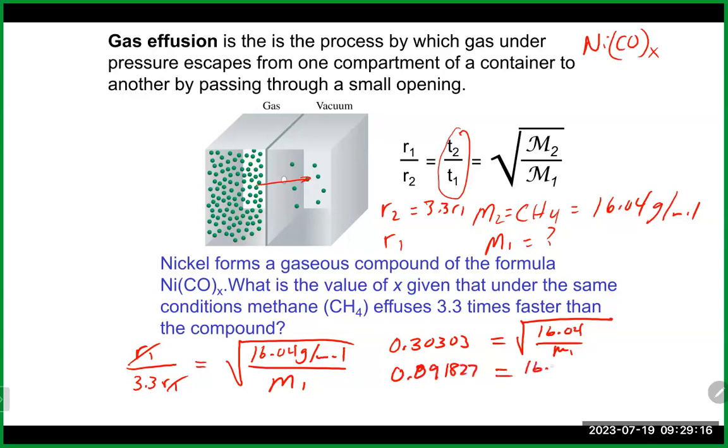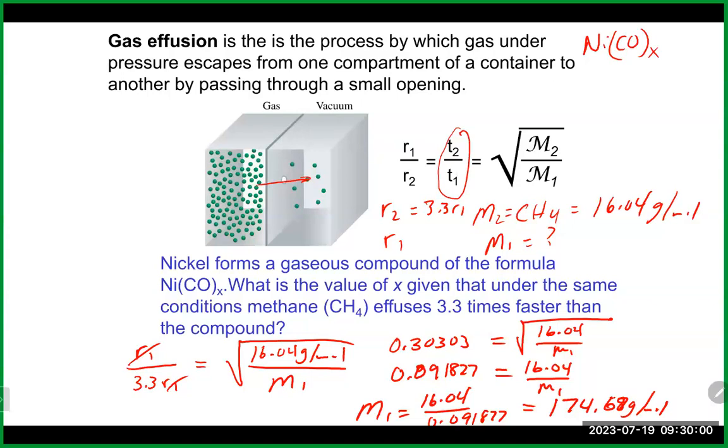If I square both sides, that gives me 0.091827 equals 16.04 over our M1. M1 is going to go to the left, and we're going to divide. So M1 will equal 16.04 divided by 0.091827. See how I did the math here. That gives us a molar mass for our unknown compound of about 174.67 or 174.68 grams per mole. First off, any questions on that calculation? Now, I know I called CH4 the second one. You could call it the first one and just keep those together. It really doesn't matter which one's which, as long as the values go together.